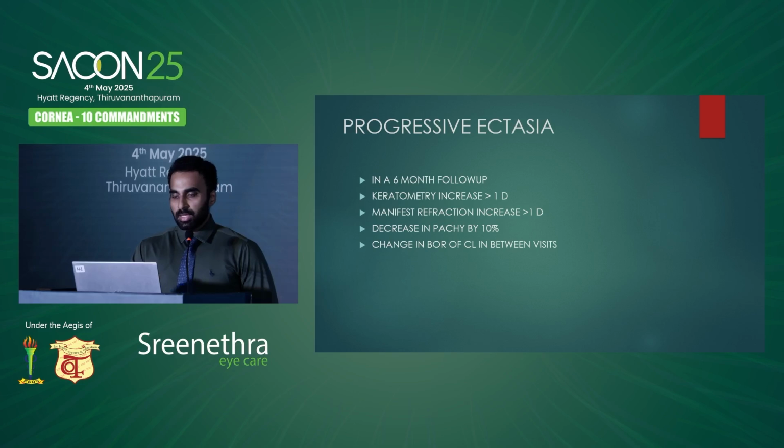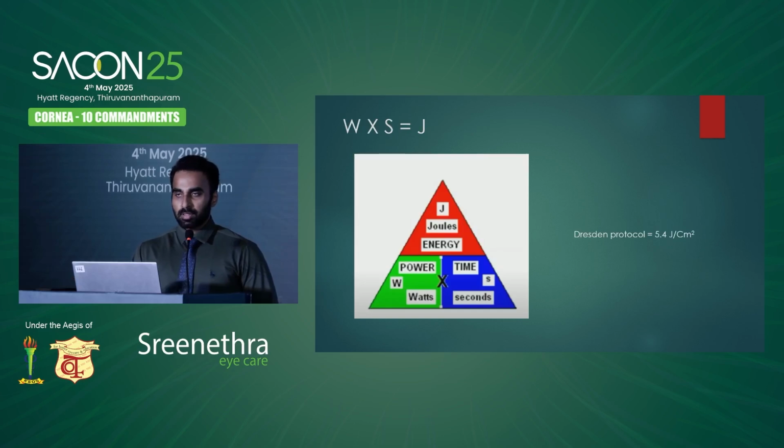And if at the 6 months follow-up you see the ectasia is increasing by more than 1 diopter, or the manifest refraction is increasing by more than 1 diopter, or a decrease in pachymetry by 10%, all of these are signs that you must try to intervene and perform your C3R.